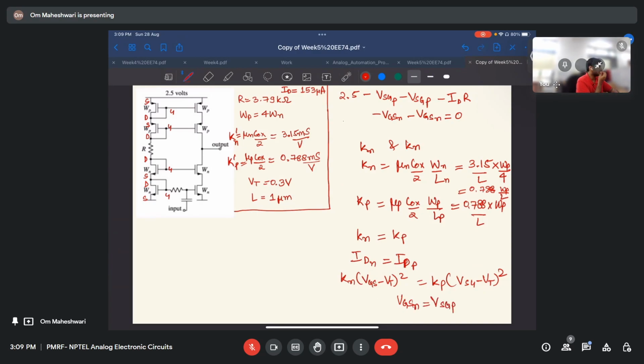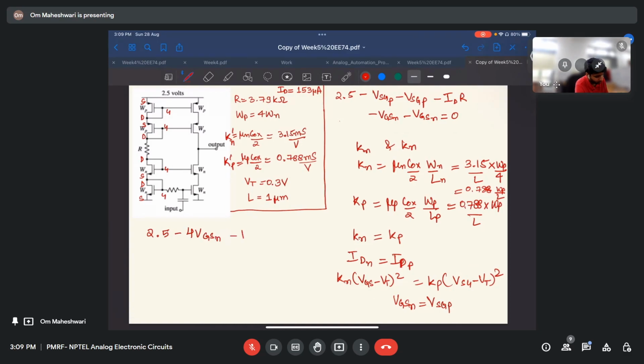Okay. So now what we will do. So now let's come back to this top equation. I'll rewrite it here. 2.5 minus 4 VGS. I'll just write VGS and VT and let's say minus IDR equals 0. IDR, sorry. So I'll rearrange it. Okay.